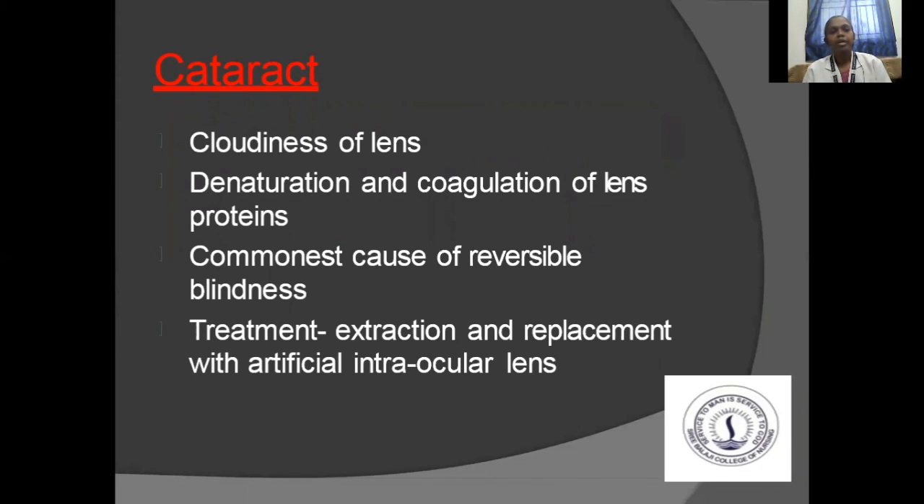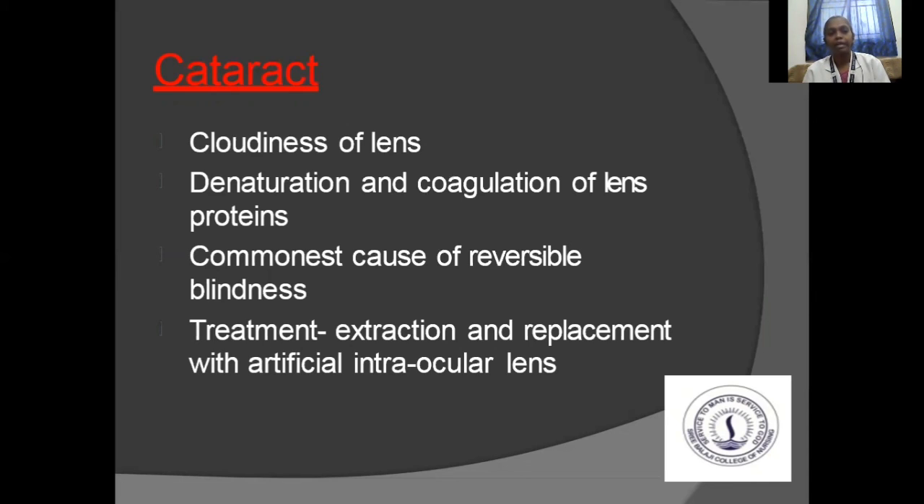Next, we switch over to another issue called cataract. Because of cataract, the patient won't be able to perceive things properly. Actually, this is a cloudiness of the lens called cataract. Denaturation and coagulation of the lens protein occurs, and it becomes so turbid that we won't be able to visualize objects properly. It is the commonest cause of reversible blindness. The treatment is extraction and replacement with an artificial intraocular lens.